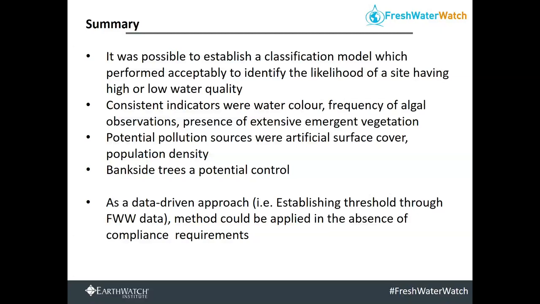So yes, it was possible to establish a classification model using random forests, which performed acceptably well to identify the likelihood of a site having high or low water quality. Consistent indicators, which is potentially quite useful for a citizen science project, were just observations of water colour, frequency of algal observations, and the extensivity, the amount of emergent vegetation. And as a data-driven approach, we could potentially take this to areas where there is very little information about water quality and start to identify drivers, controls, or indicators of water quality.